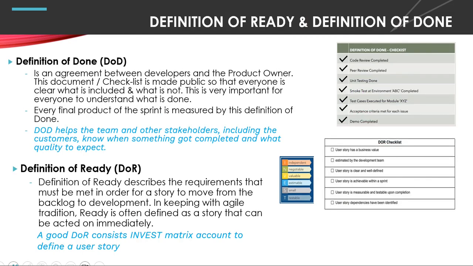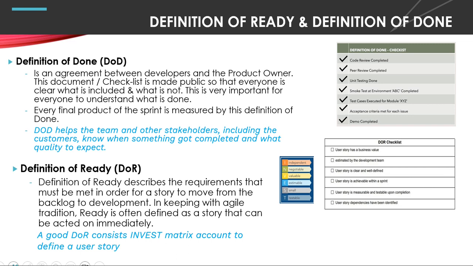Then finally, we'll talk about the definition of ready and definition of done. Definition of done is an agreement between the developer and the product owner. This document or checklist is made public so that everyone is clear what is included and what is not. This is very important for everyone to understand what is done.